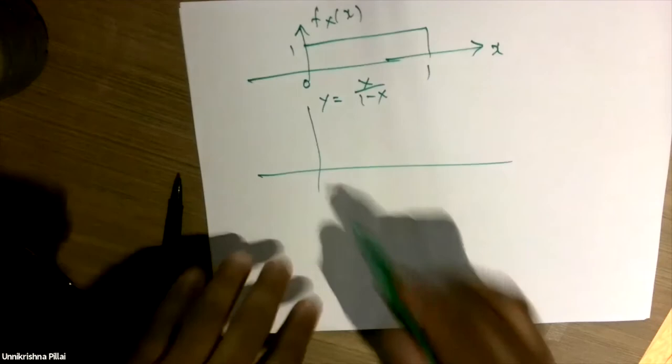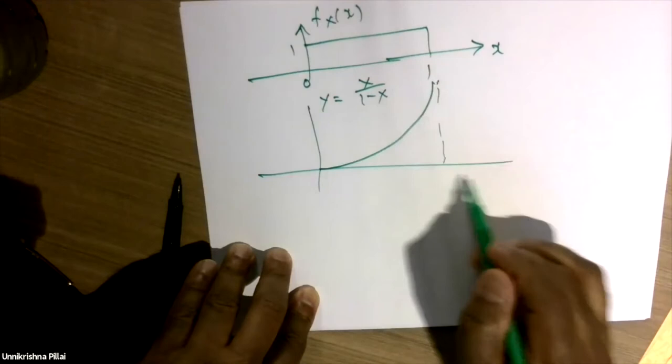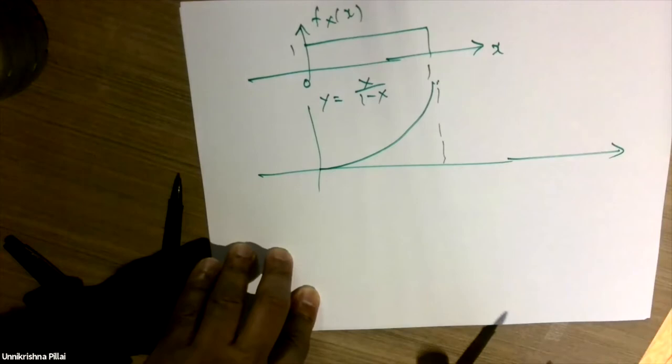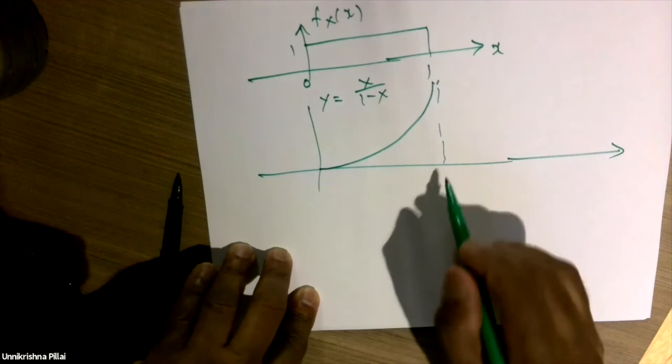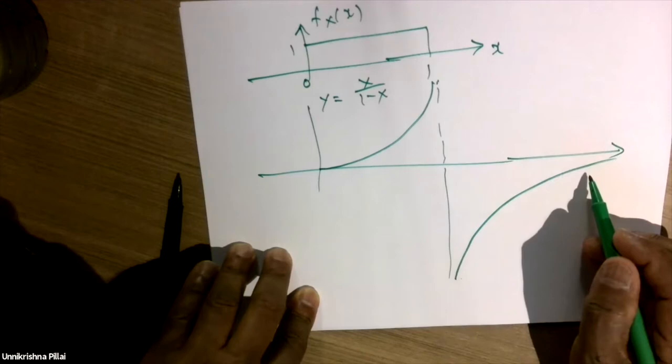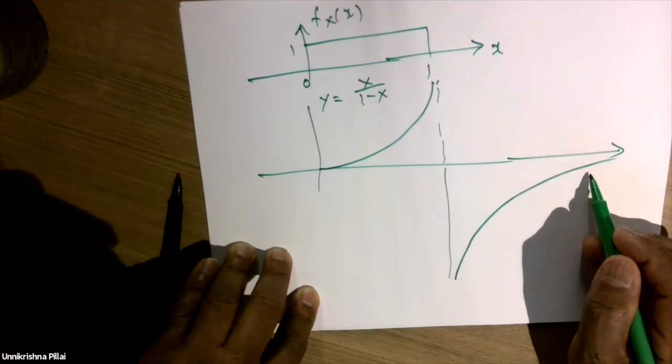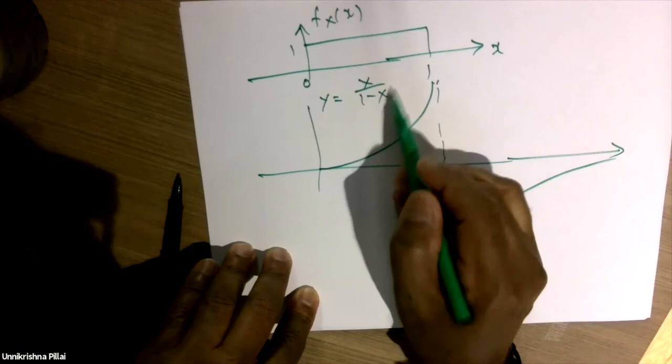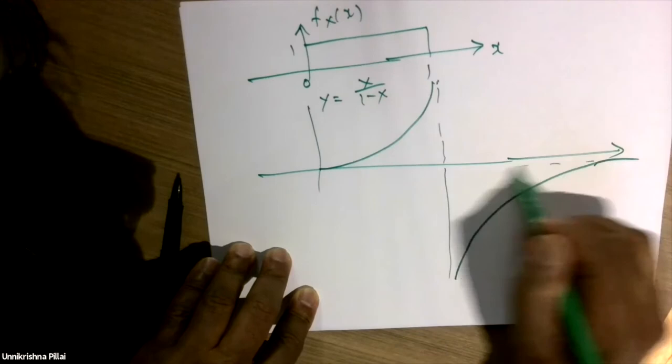What's the value of this at x equal to 2? Minus 2, right? So how will the graph look beyond that? What is the value at x equal to plus infinity? He says minus 1. How? You divide by x: 1 over 1 minus 1, right? Minus 1. So that will be like this. All right, so that's all I did was step 1.